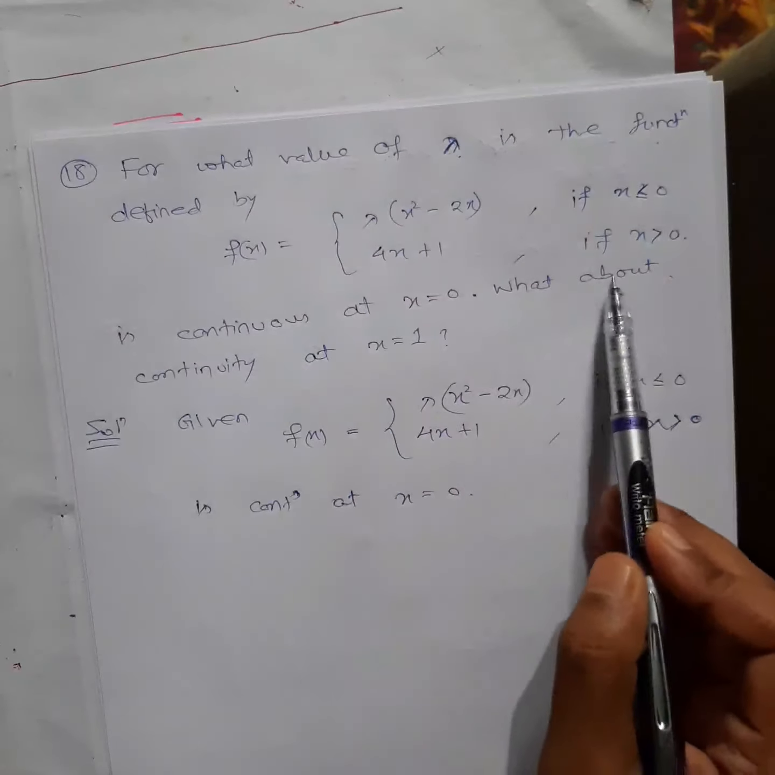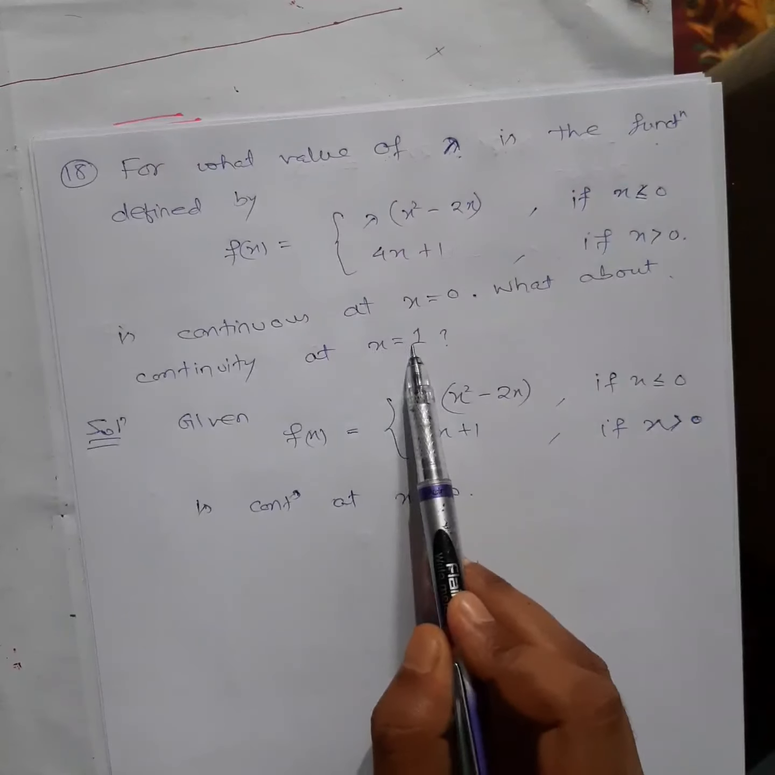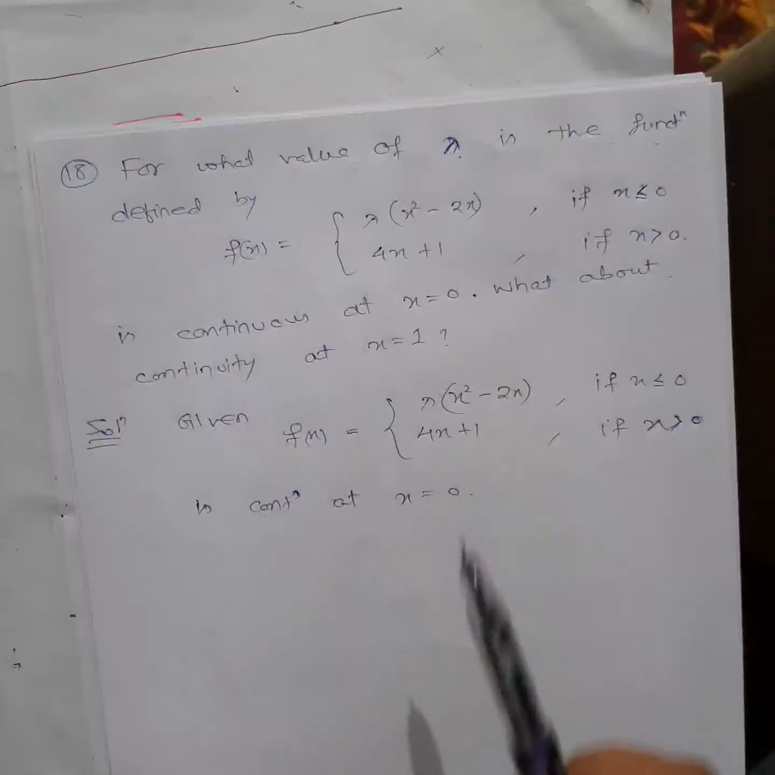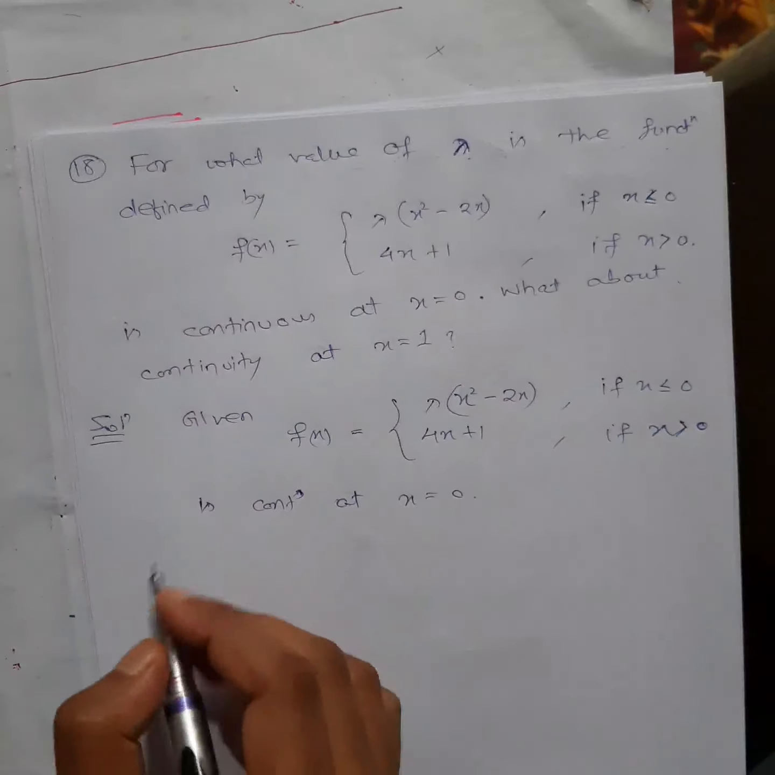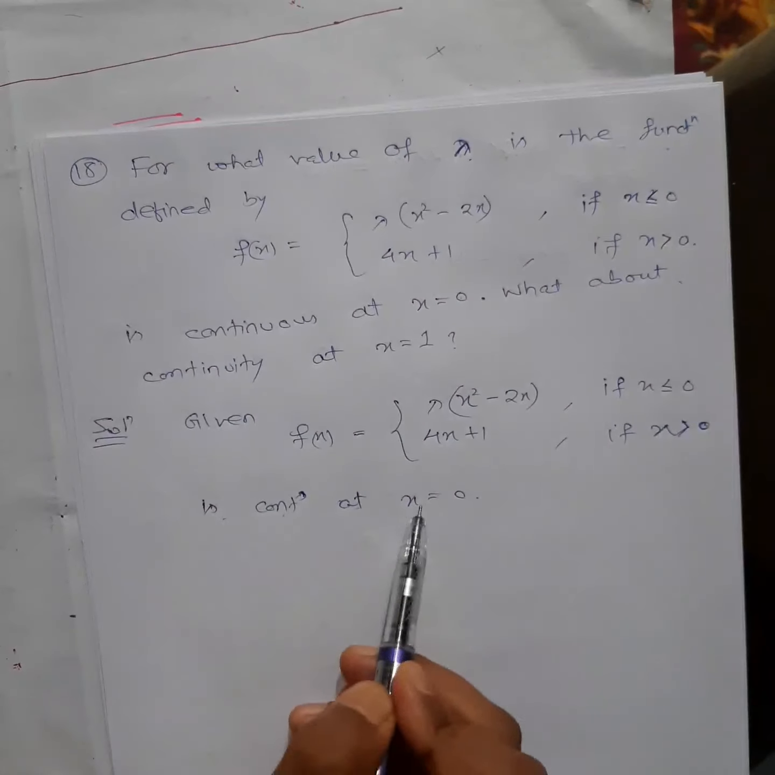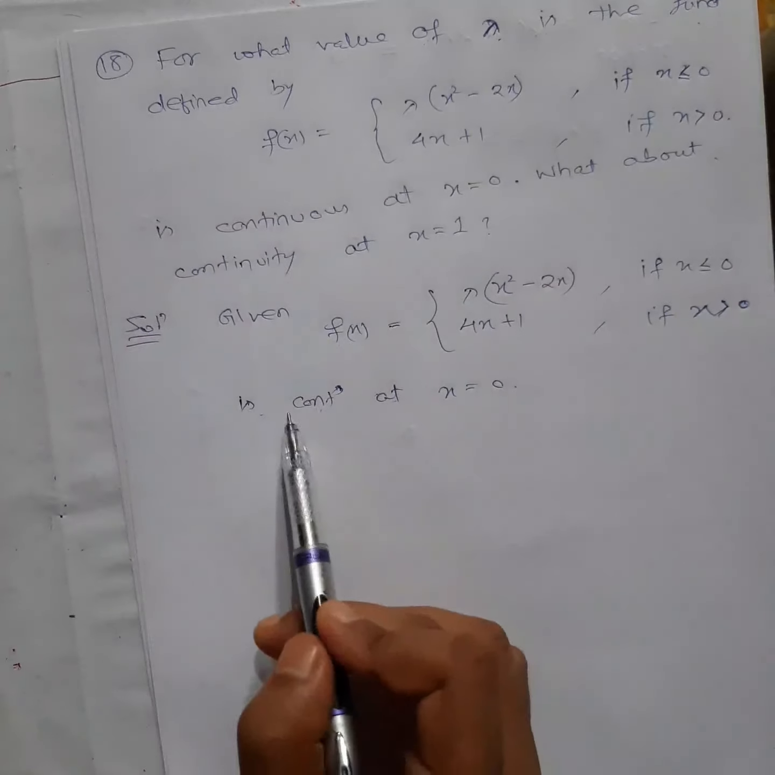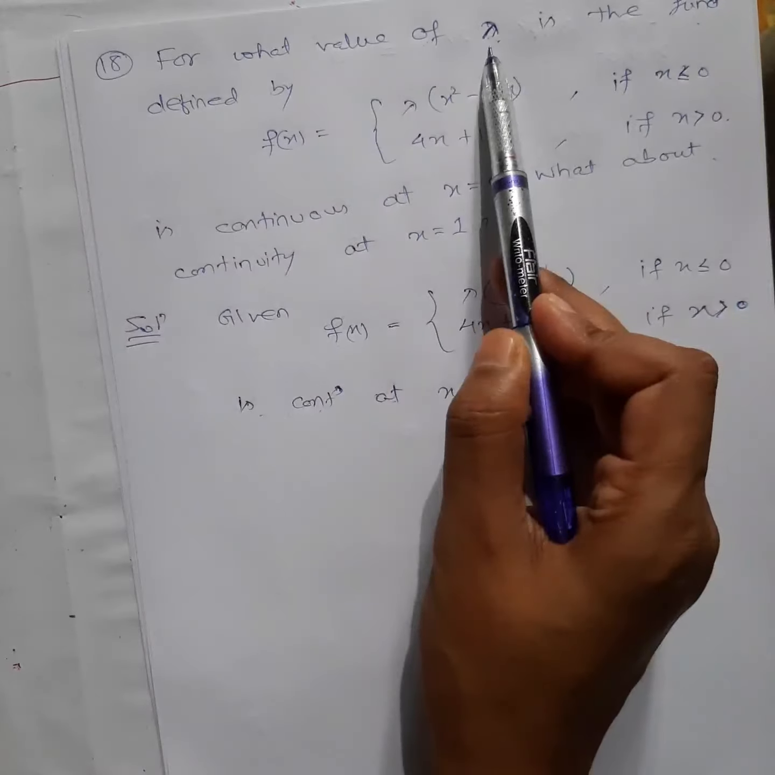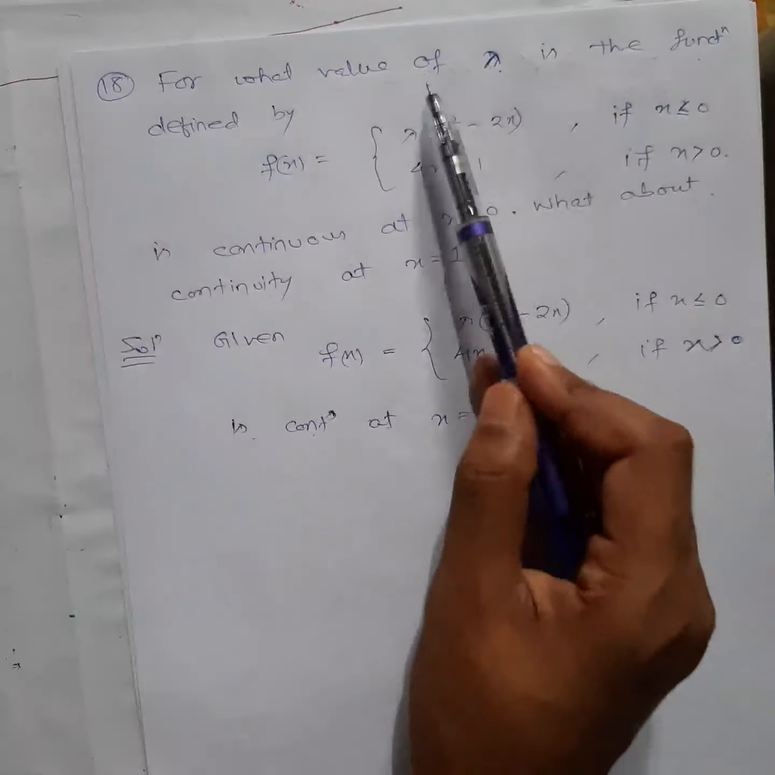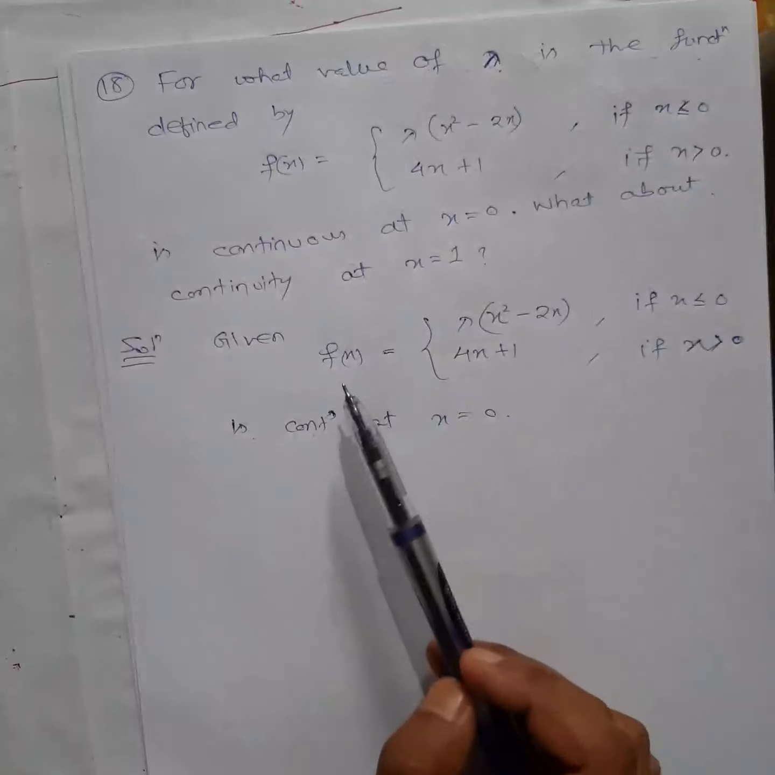The next part is, what about continuity at x equal to 1? That means at x equal to 1 you have to check the continuity of this function. So let's try to find out. What is given? f(x) is continuous at x equal to 1. What do we understand from here? Now see, to find lambda I need one equation of lambda. So let's see what equation I can get from the given information.